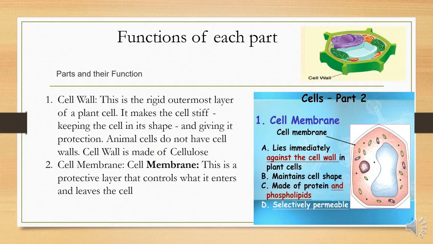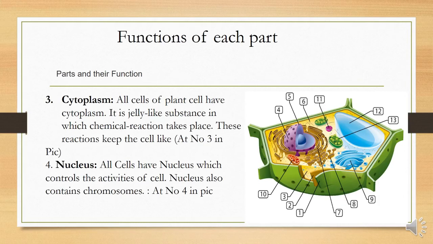The second part is the cell membrane. The cell membrane is the innermost part of the cell wall. This is a protective layer that controls what enters and leaves the cell. So everything passes through it. The third part of the cell is the cytoplasm, and in this picture you can see that the number 3 is cytoplasm. The first part is the cell wall, the second part is the cell membrane, and the number 3 is cytoplasm.